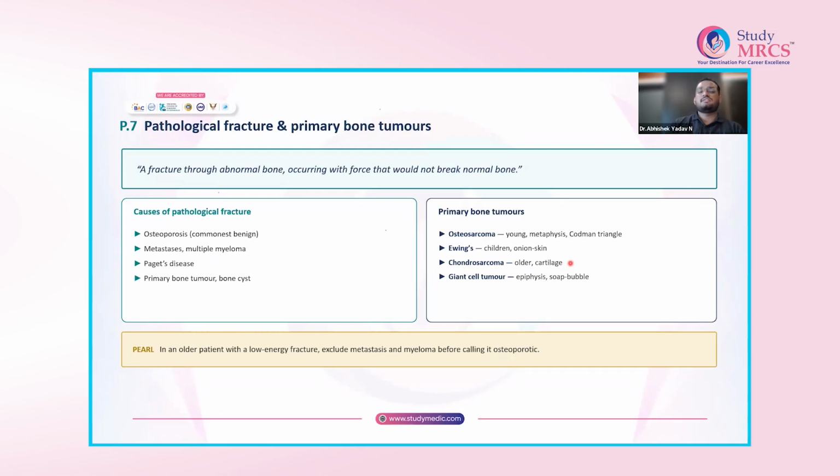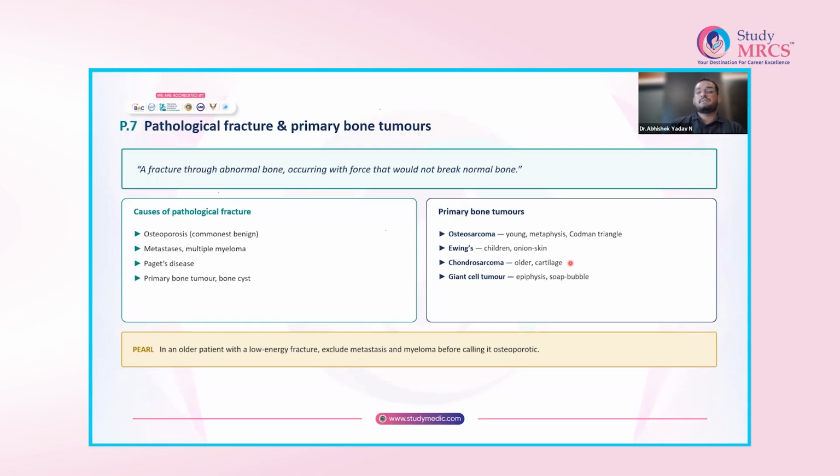The cause of a pathological fracture, as I said, can be any of these things: osteoporosis, the commonest one, metastasis, and multiple myeloma. Very important is multiple myeloma. In old age people who come with occult fractures or low back pain, we should always rule out multiple myeloma.